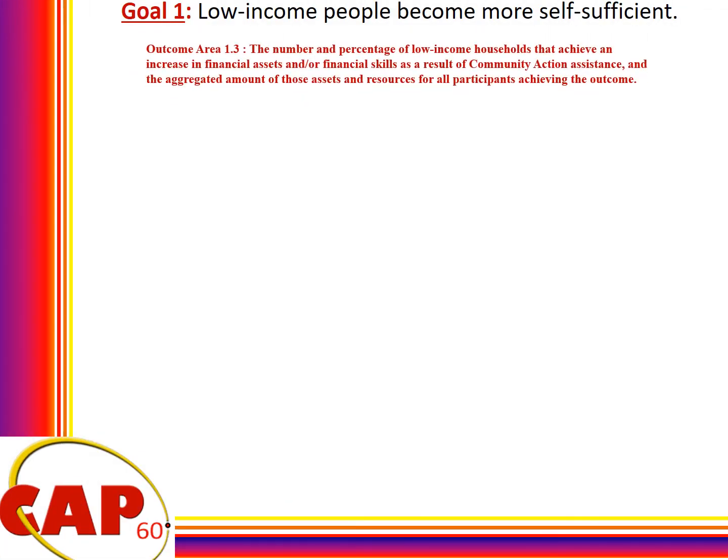On to Outcome Area 1.3. The number and percentage of low-income households that achieve an increase in financial assets or financial skills as a result of community action assistance, and the aggregated amount of those assets and resources for all participants achieving that outcome. This NPI collects data on participants who achieve their outcomes by asset enhancement or increasing their ability to manage and utilize resources. Please use these outcomes if your programs assisted your participant with any of the following.